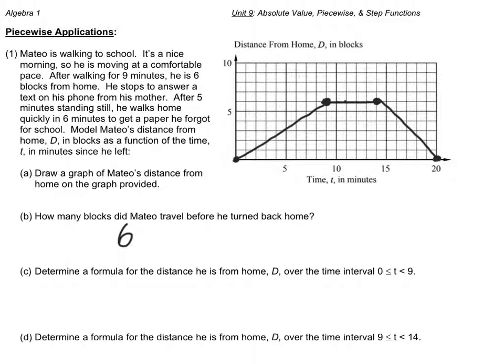All right, so the distance he is from home D. That sounds probably more intricate than it is, but really what it's asking for is write the equation of this line. So what is the equation of this line? Well, I need some information. I need a slope and I need a y-intercept. All right, so we can do rise over run.